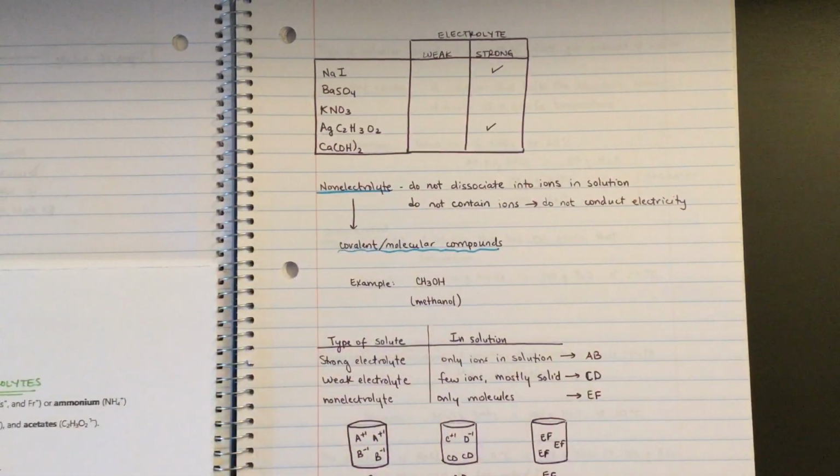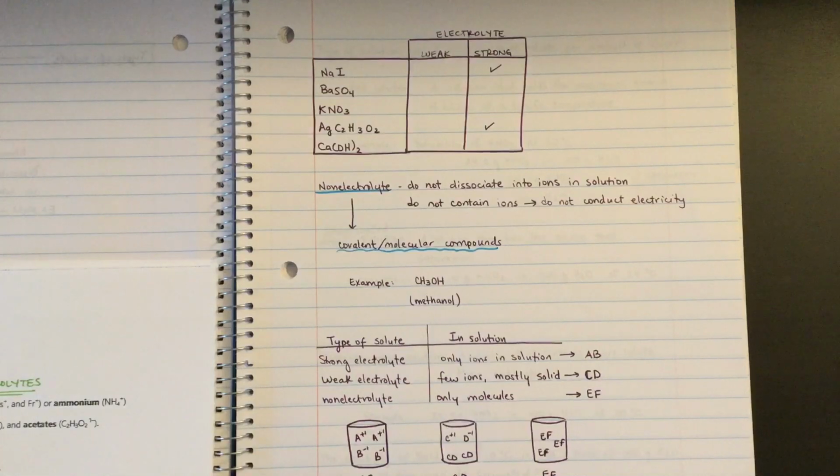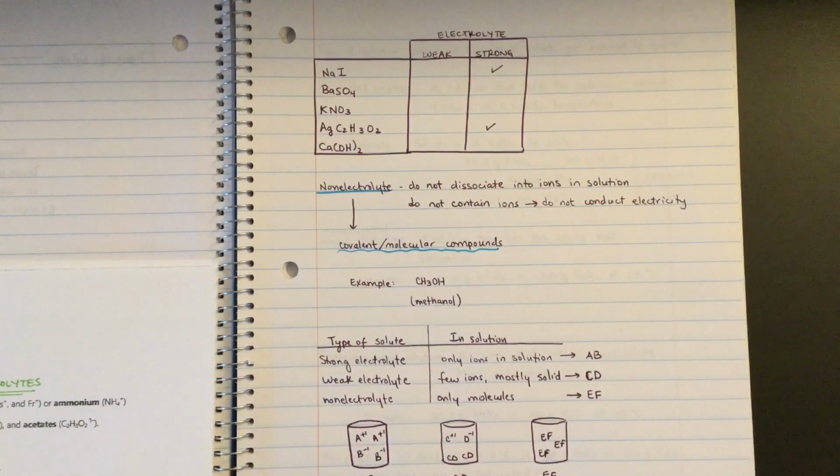Besides strong and weak electrolytes, we have non-electrolytes, and for now we're going to say that non-electrolytes are covalent or molecular compounds. You don't get ions in solution because you don't have ionic compounds. And remember, this is not always true. We're going to learn about acids and bases later, and for acids and bases, we have electrolytes, even though we don't have ionic compounds. But for now, we're using covalent molecular compounds as non-electrolytes. You don't get ions because you don't have ionic bonds in your covalent or molecular compounds.